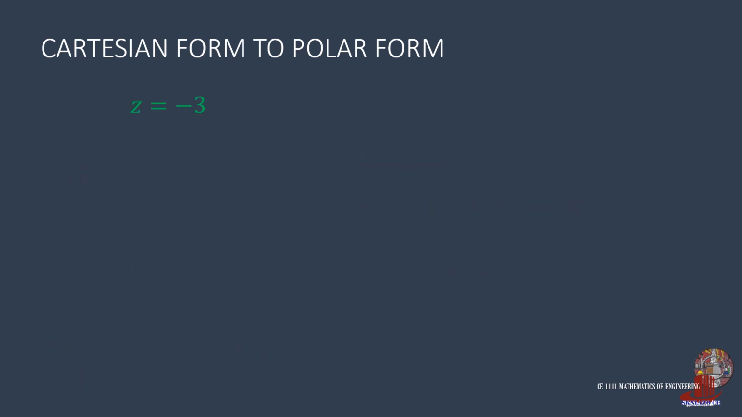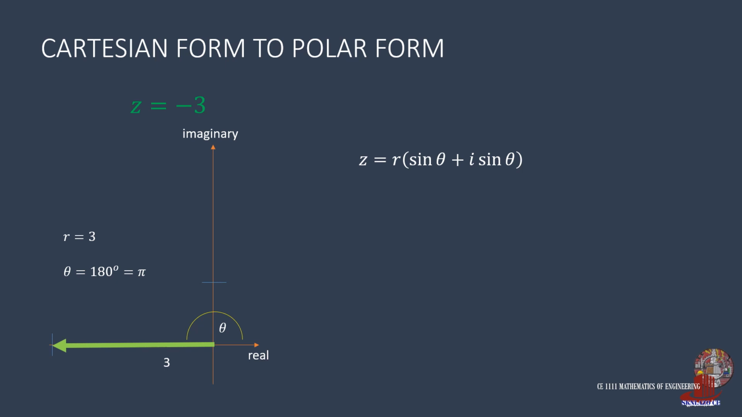If z is still a real number but negative, the graph can be drawn as a horizontal vector pointing to the left at -3. r is taken as 3 as it measures the distance, regardless of which quadrant it is drawn. Theta is taken as 180 degrees, which is the same as pi in radians. So z in polar form is written as 3 cosine of pi plus i sine of pi, or 3 cis pi.